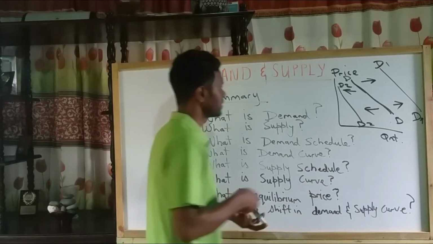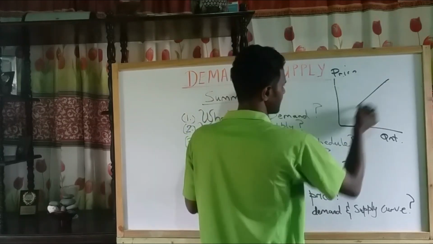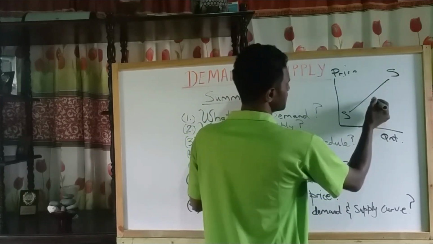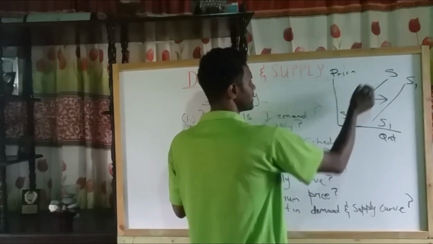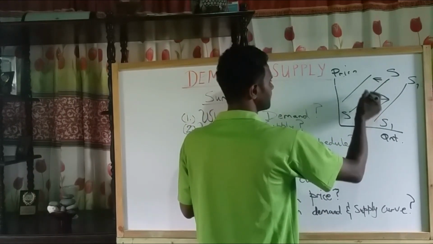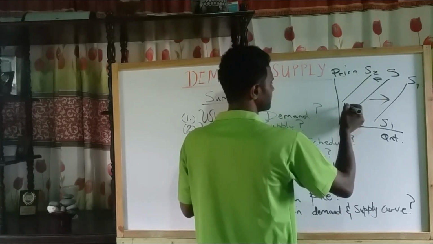Alright, so the supply curve is always written like that, labeled S. If it moves to the right, you have an increase in supply. If it moves to the left, you have a decrease in supply.